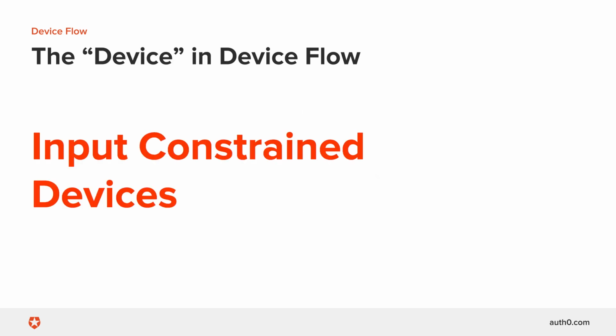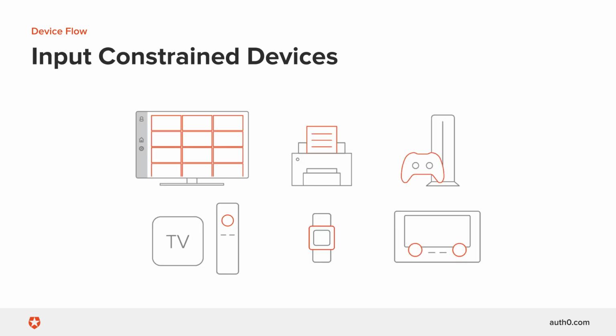Devices that don't have a browser or have a limited input interface are referred to as input constrained devices. Let's check out some of the devices that would fall into this category. Smart TVs, printers, automotive infotainment, and other consumer devices that lack a full keyboard and browser capabilities are examples of such devices. So how can we authenticate into an input constrained device without compromising user experience and security?